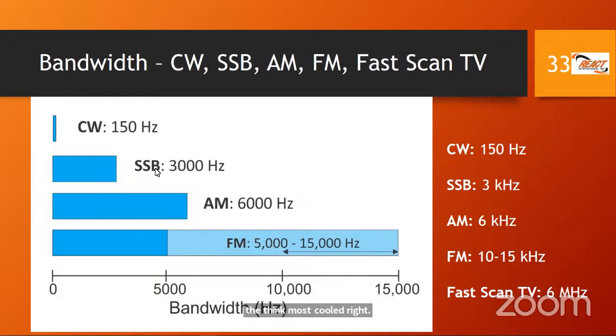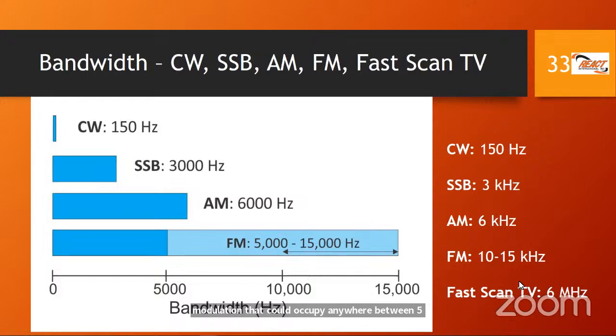Single sideband, whether upper sideband or lower sideband, SSB, either one, occupies 3000 hertz, right? Look at that, quite a bit more. AM, amplitude modulation, occupies twice that, 6000 hertz. And we have FM, frequency modulation, that could occupy anywhere between 5,000 and 15,000 hertz depending on the FM mode used.